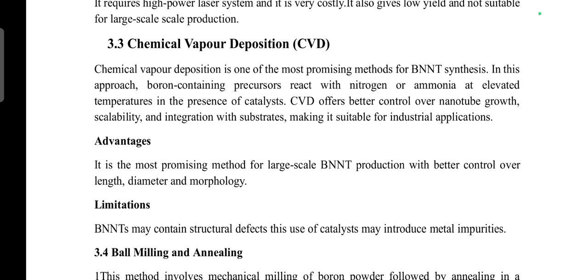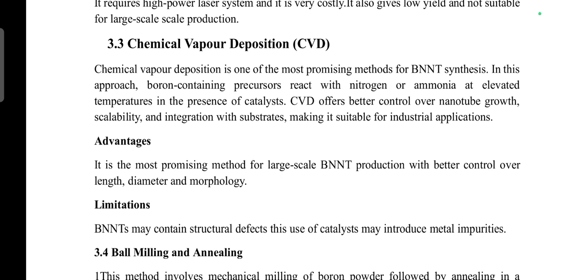Advantages: what are the advantages of this method? Why should we use this method? It is one of the most promising methods for large scale boron nitride nanotube production with better control over length, diameter, and morphology. This method has a great advantage because it provides better growth and high crystallinity, and the morphological structure of the nanotubes is good. We can achieve boron nitride nanotubes with greater crystallinity than from other methods.